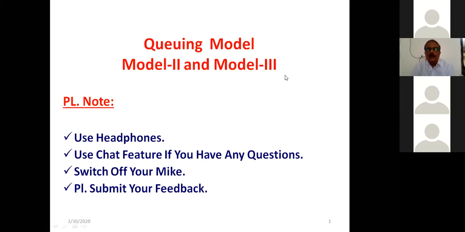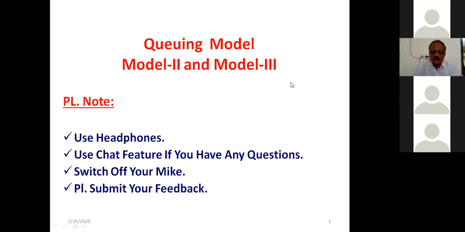Basically, these four models, they are broadly classified as single server models and multiple server models that we have seen. In single server model, we have seen that the server or facility is only one, irrespective of the arrivals. Whereas in multi-server model, we are having more than one server or facilitator. That we have seen, that you know very well.